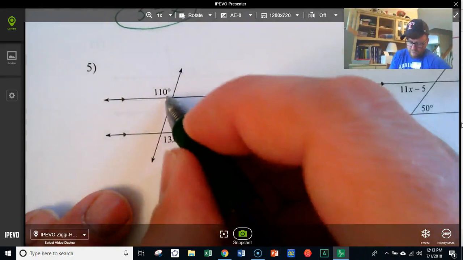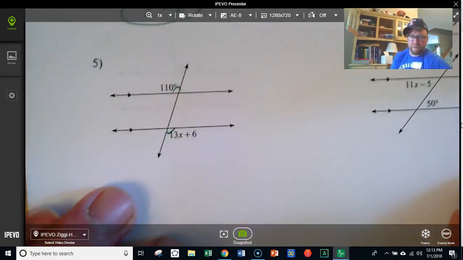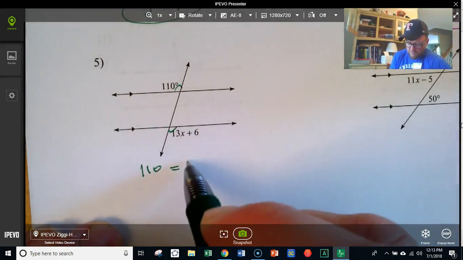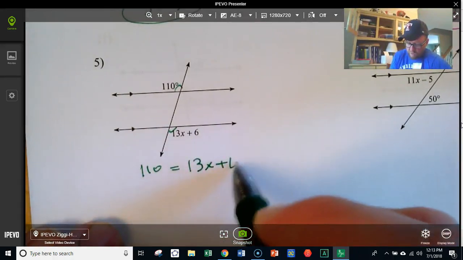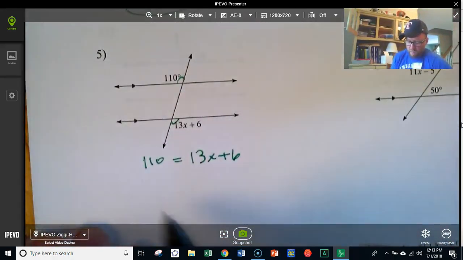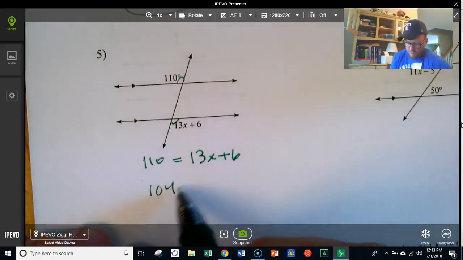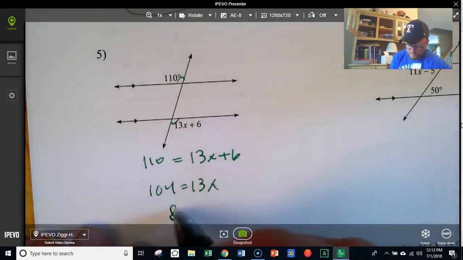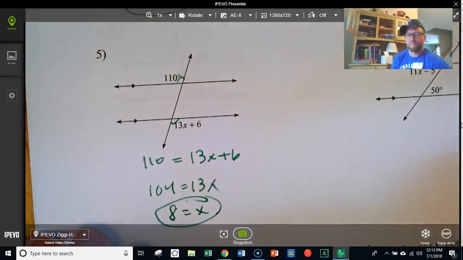Okay, here I have another case of alternate exterior angles. They're congruent, which means that 110 must be equal to 13x plus 6. Let's see, I will take 6 away from each side, and I get 104 equals 13x. So divide by 13, 8 equals x. Okay.